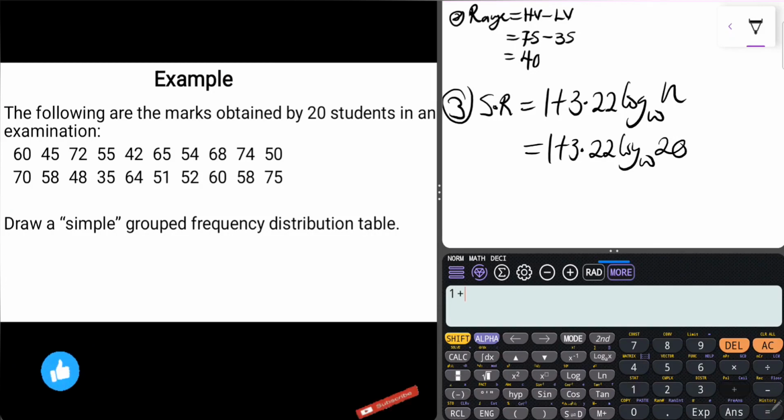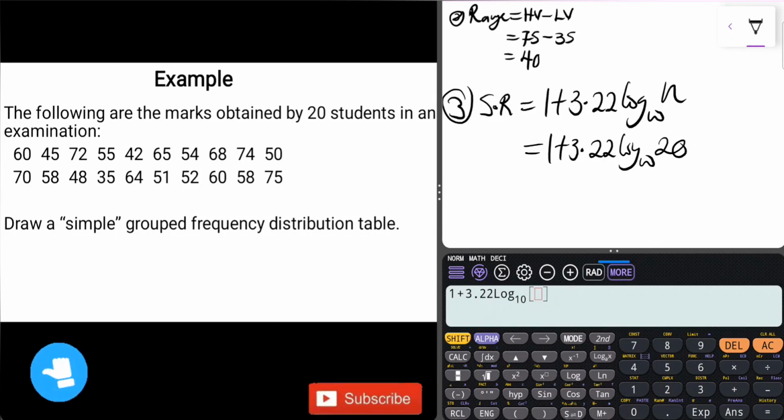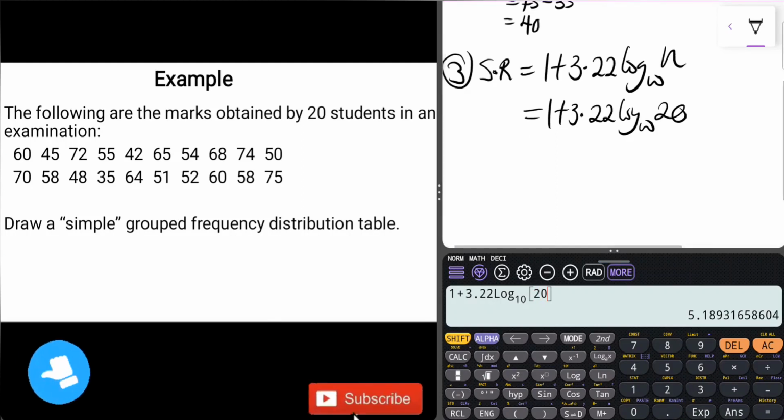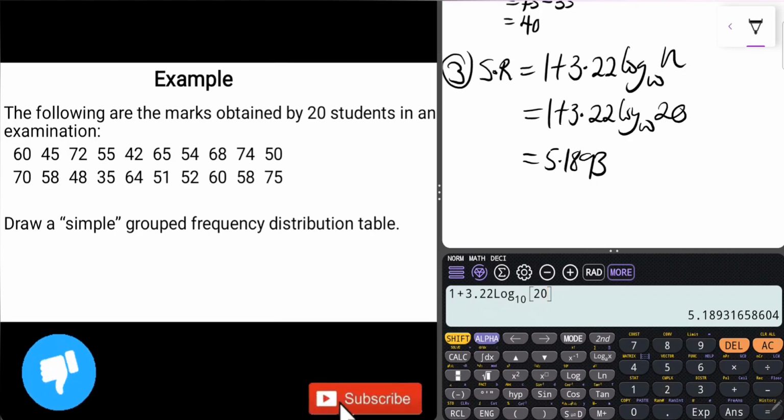1 plus 3.22 log 10 to the base of 20, we're going to get 5.1893. But under Sturges' rule, we deal with a round-up approach. We deal with a round-up approach more often. Is that okay?